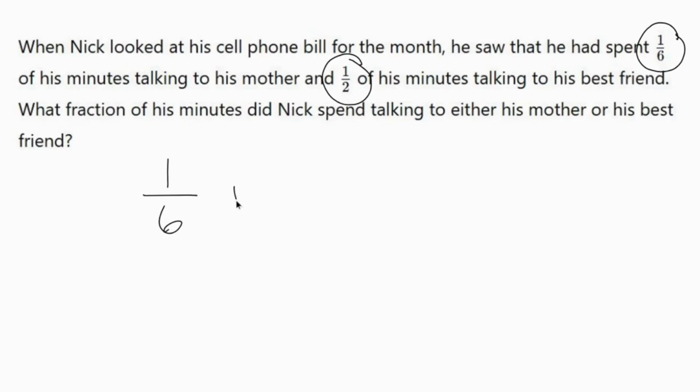1/6 plus 1/2. Now, the denominators here are different, and we can't add fractions unless they have the same denominator. So we need to find the least common denominator. This one's not so bad. Since 2 is able to be divided from 6, that means all I have to do is change this 2 to a 6 by multiplying the 2 by 3.